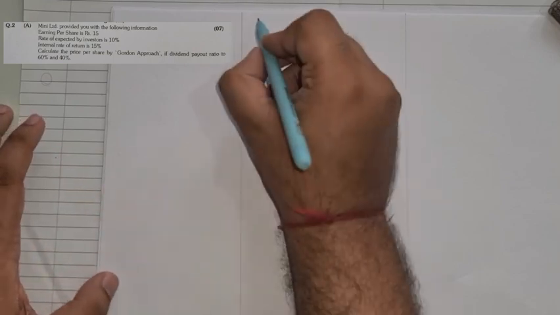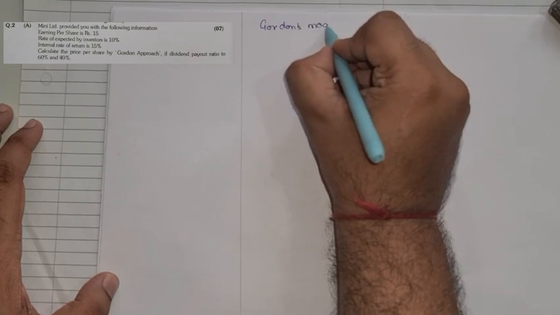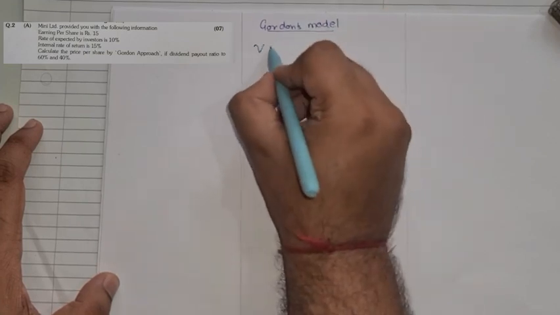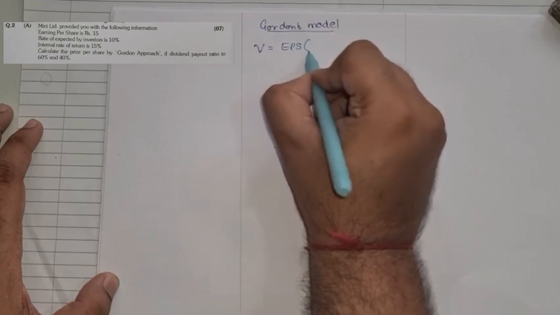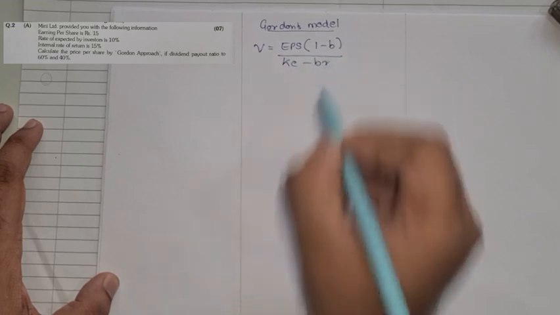Question number 2a. Mini Limited provides you with the following information. The earning per share is rupees 15. The expected rate by the investor is 10%. Internal rate of return is 15%. Calculate the price per share by Gordon's approach if dividend payout ratio is 60% and 40%. Now this is based on Gordon's formula. So what we'll note down here first of all is, this is Gordon's model. As per Gordon's model, the value of share is EPS into 1 minus B upon KE minus BR.